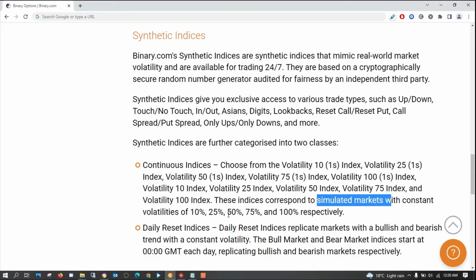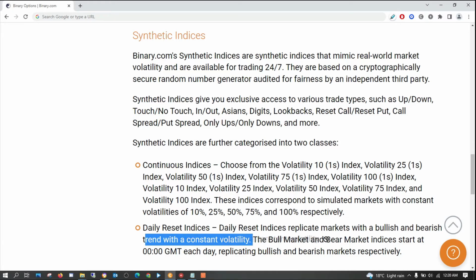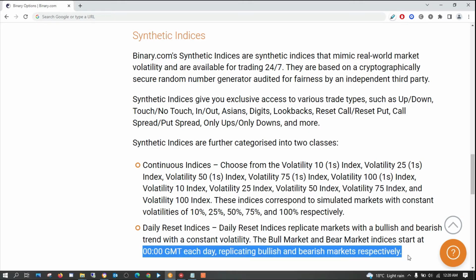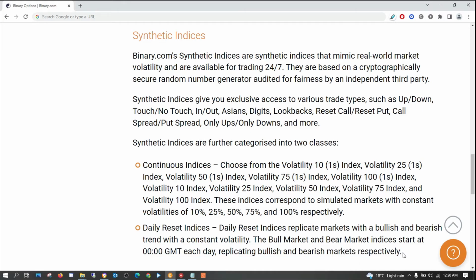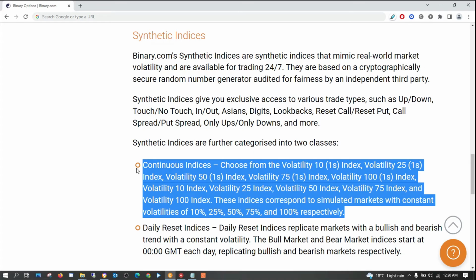So, we have another category of synthetic indices which is called the daily reset indices. Okay, the daily reset indices replicate the market with bullish and bearish trends with constant volatility. The bull market and the bear market indices start at 00 GMT each day, replicating the bullish and the bearish market respectively. We'll not look at the daily reset indices, because this one is also not profitable, we'll mostly deal with continuous indices, and you'll see it whenever we trade in those videos. Because after this series of videos, I'll show you step by step how you can trade and how you can be profitable trading on synthetic indices and the forex market.